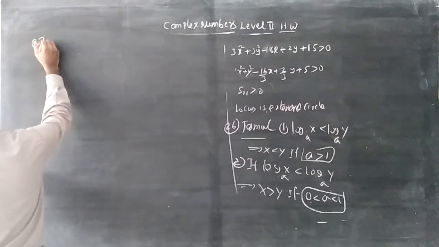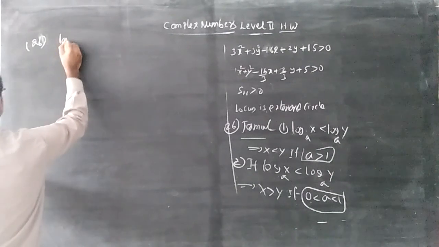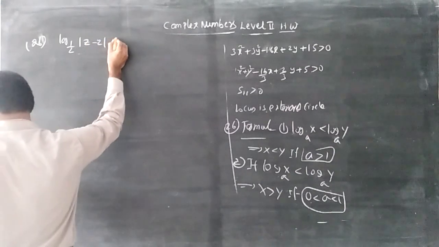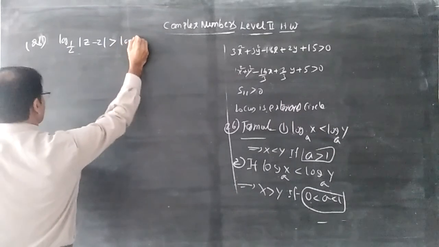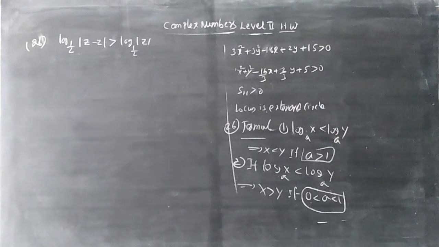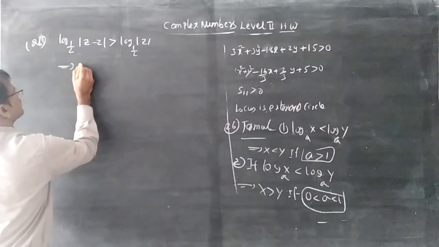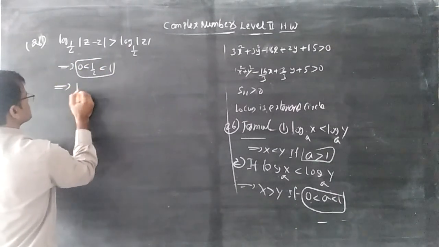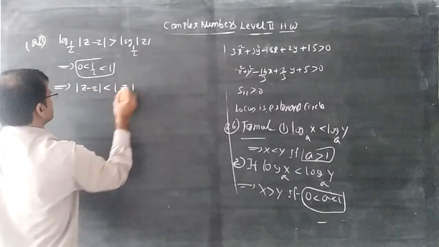26th question, students. Logarithm base 1 by 2 of modulus z minus 2 is greater than log modulus z base 1 by 2. Then what is the locus? Here it is greater than, so you should mention it is less than, by the 0 less than a less than 1 concept. So that implies modulus of z minus 2 is less than modulus of z.